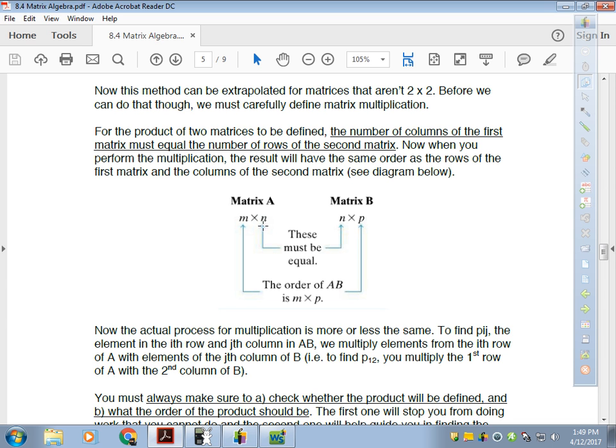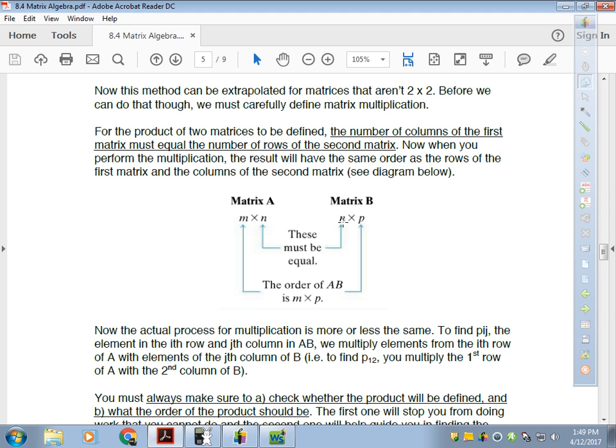Okay? So the inner numbers need to be the same so that you can do the multiplication, and the outer numbers tell you the size of your result. Okay. Now, if the inner numbers are not the same, then you cannot do the multiplication. That multiplication does not exist.